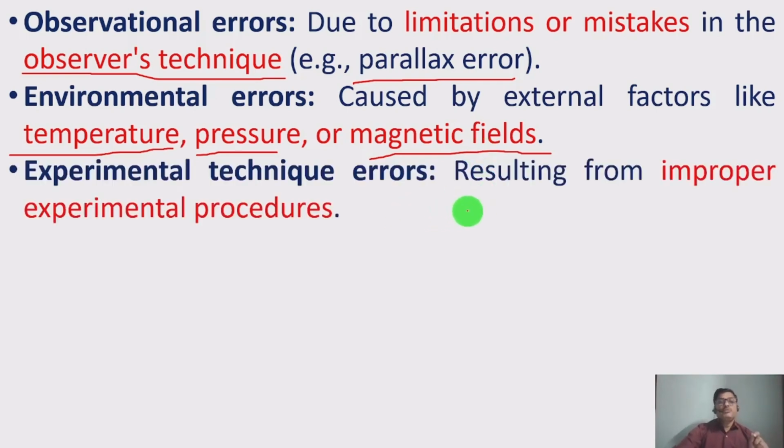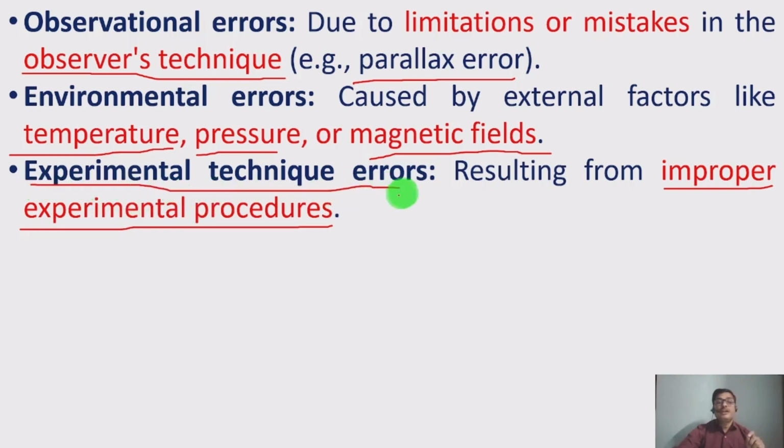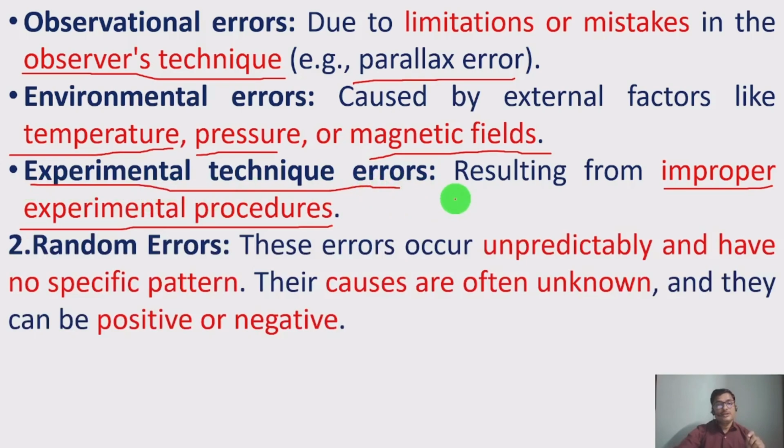Then next, experimental technique errors, resulting from improper experimental procedures. For the measurement, some experimental procedures are to be followed. If the experimental procedure is not proper, some errors may occur, and those errors are called experimental technique errors. These are the systematic errors which will occur during the measurement.